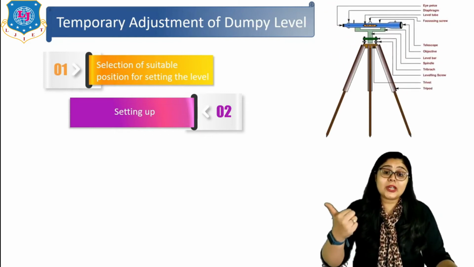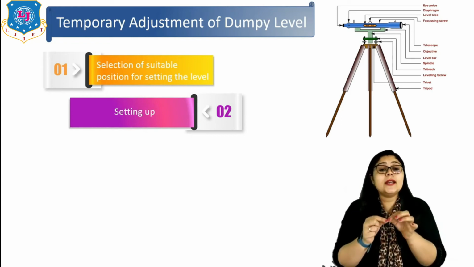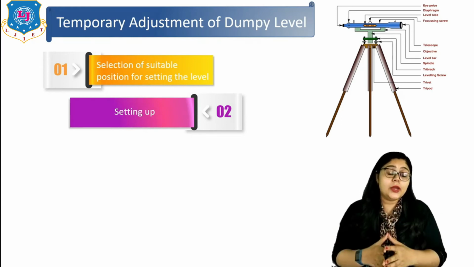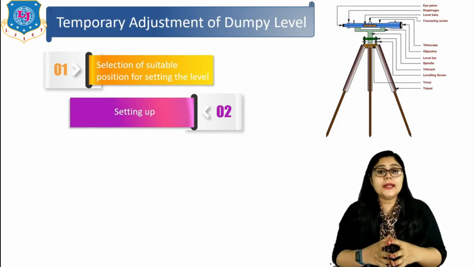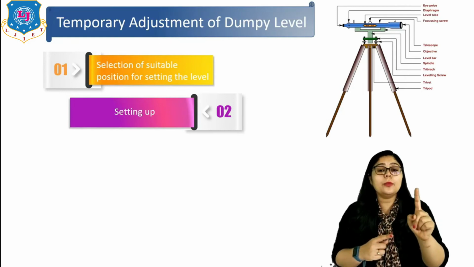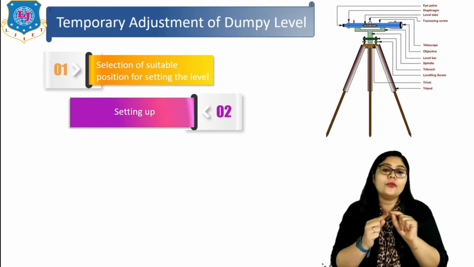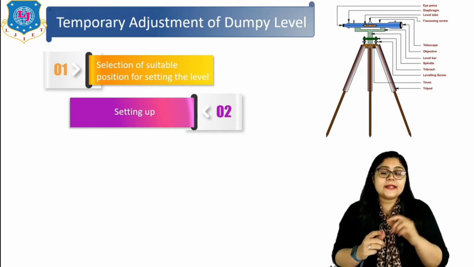We have to set up our tripod and its dumpy level. It means we have to adjust the adjustable legs of the tripod in such a way that if we put the dumpy level over it, the eyesight, or we can say the telescope and the eyesight, should be in one line, right? For that, the adjustment of legs is there.